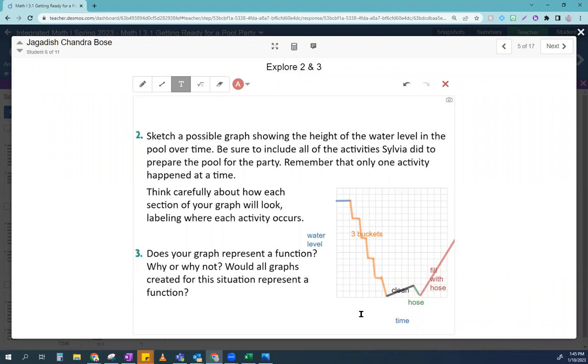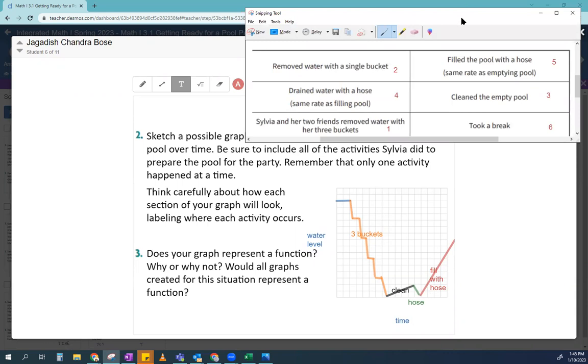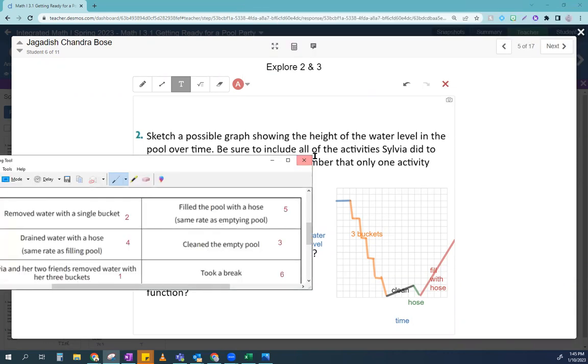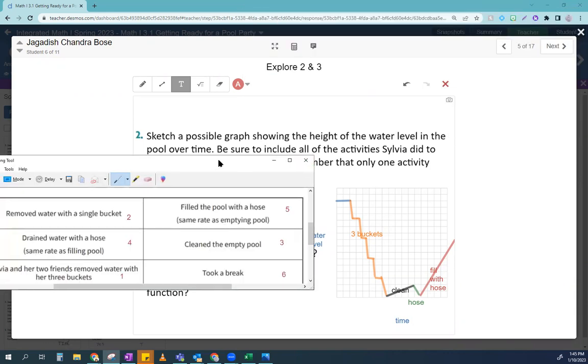Yes, very good. Now, look, the reason why this is a function is because if this is time and this is water, remember we talked about the vertical line test, right? So can you use this edge as my vertical line? As I pass it over, it's only touching 1 point at a time. Do you guys all see that? It's only touching 1 point at a time.